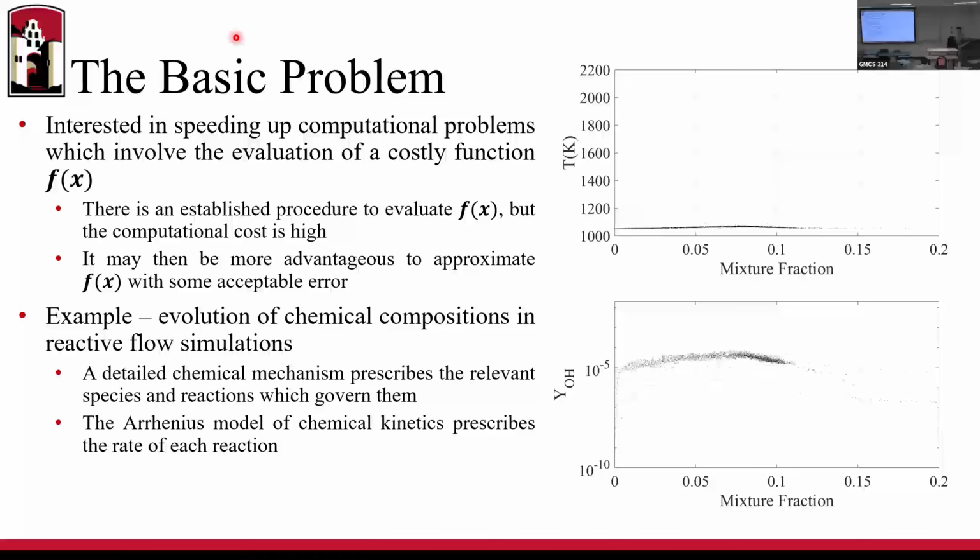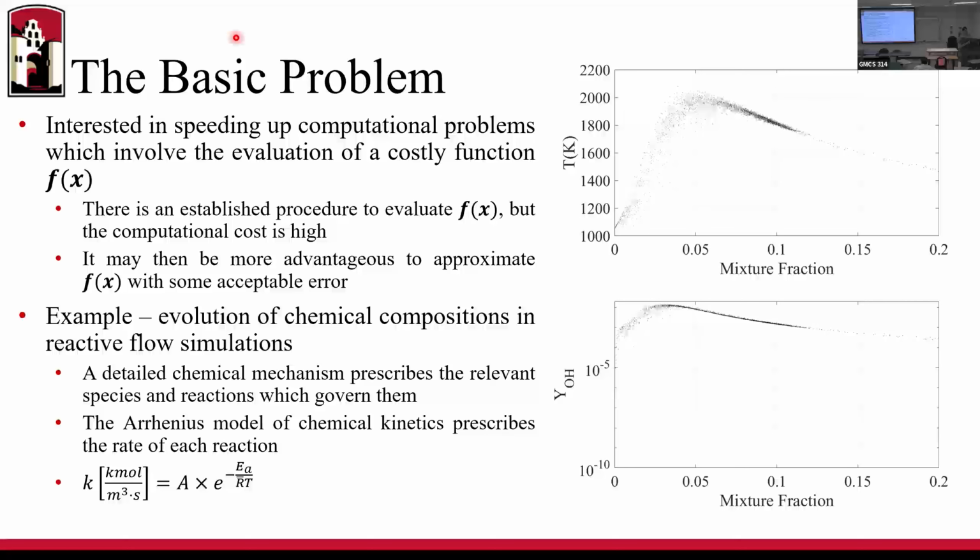So then we can apply the Arrhenius model for chemical kinetics, and that will prescribe the rate at which each reaction is progressing, using the well-known Arrhenius formula that the reaction rate is equal to a pre-exponential factor A that depends on concentrations times the exponent of activation temperature over universal gas constant times the temperature.